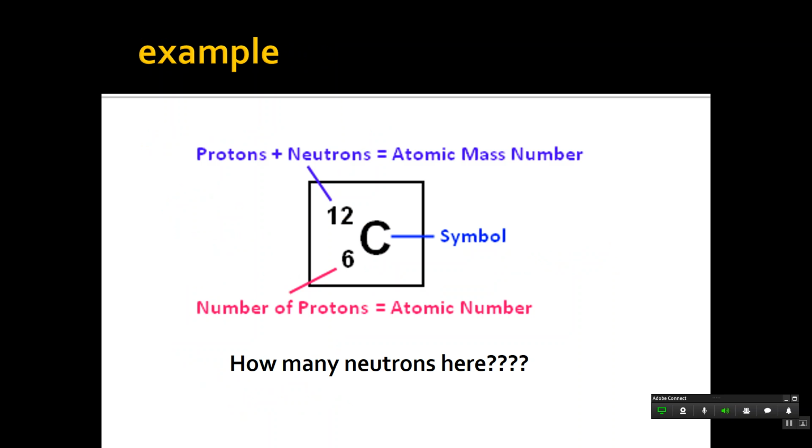So real quick, let's just do that here. Carbon has an atomic number of 6. It's got 6 protons and 12 nucleons, right? So how many neutrons does this have? 6, 12 minus 6. And that's your number of neutrons. The reason is that your number of protons plus your number of neutrons gives you all of the nucleons, right?